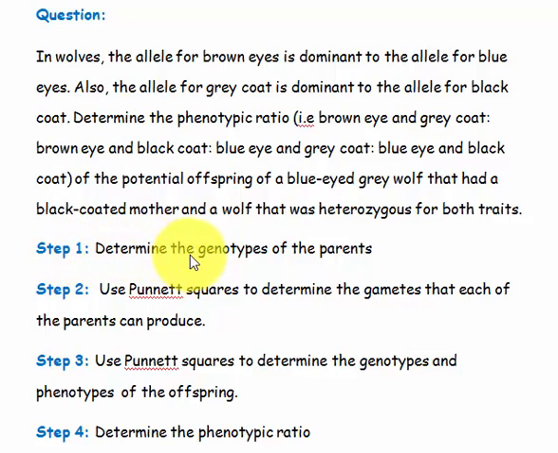Step 1 is to determine the genotypes of the parents. Step 2 is to use Punnett squares to determine the gametes that each of the parents can produce. Step 3 is to use Punnett squares to determine the genotypes and phenotypes of the offspring. And step 4 is to determine the phenotypic ratio.